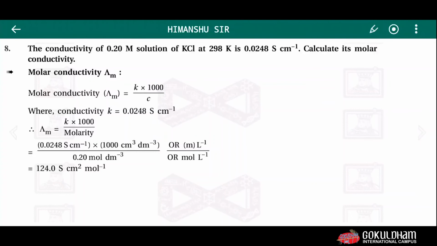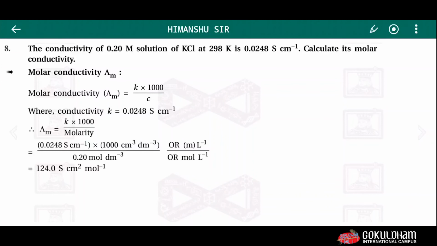Now our example number 8: the conductivity of 0.20 molar solution of KCl at 298 Kelvin is 0.0248 Siemens per centimeter. Then calculate its molar conductivity. The equation of molar conductivity, that is lambda m, is equal to K into 1000 upon C.